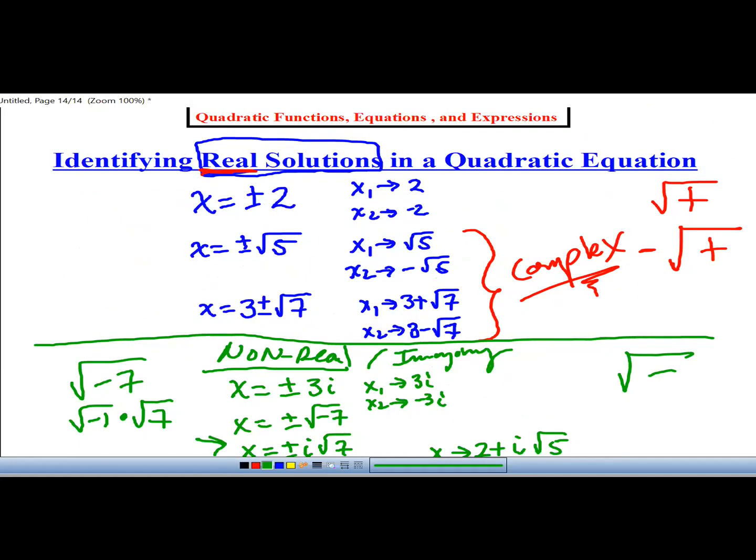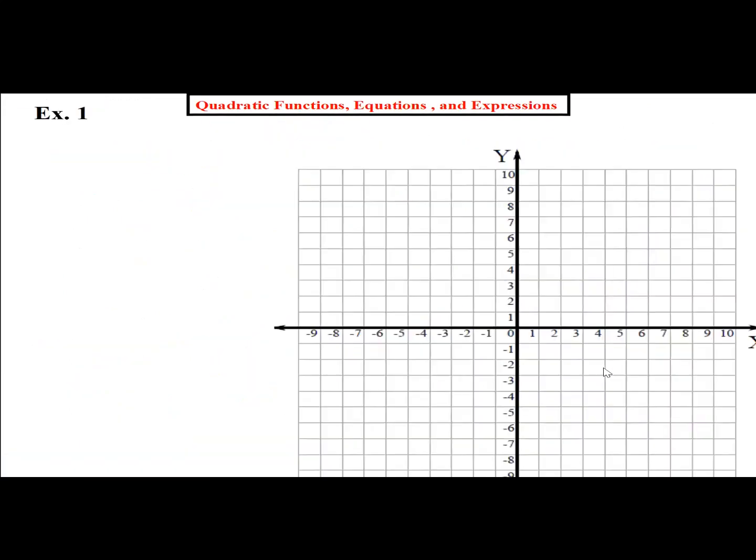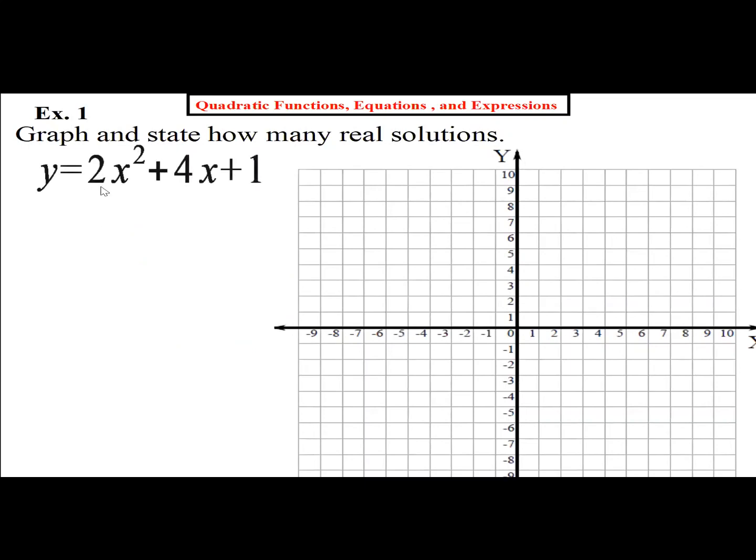Okay, let's move on. So copy this one. Example 1. Create a coordinate plane on the right side from negative 10 to 10. And it reads, example 1, graph and state how many real solutions. The equation given, y equals 2x squared plus 4x plus 1. Copy that really quick. 20 seconds.